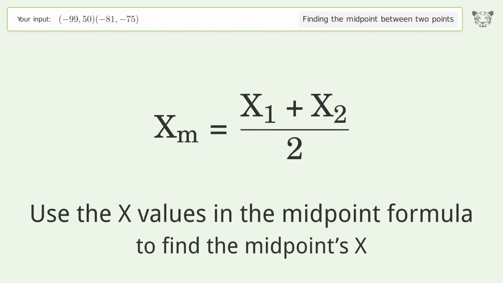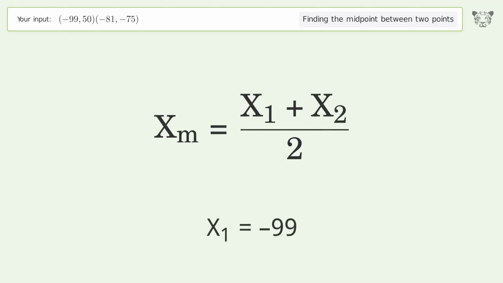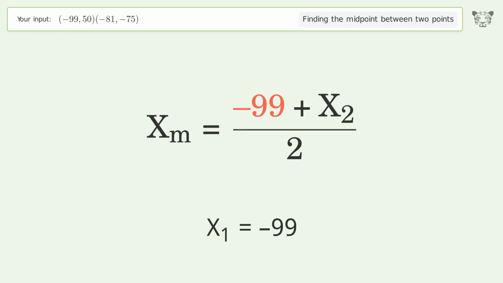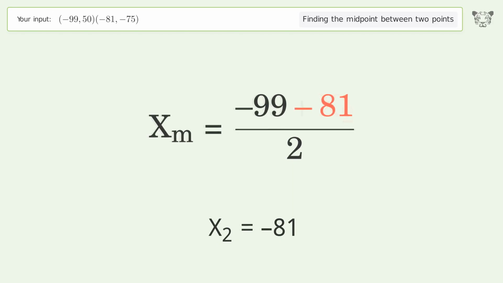Use the x values in the midpoint formula to find the midpoint's x. x1 equals -99. x2 equals -81. Simplify the arithmetic.